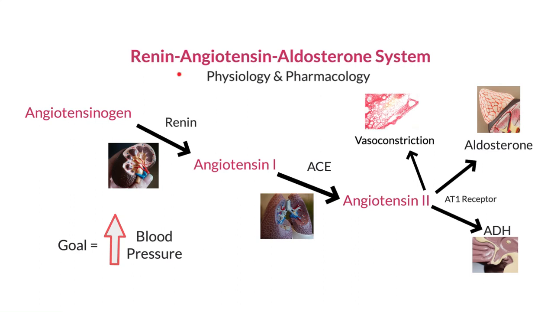In this video, we'll talk about the Renin Angiotensin Aldosterone System and how it works to increase blood pressure. We'll also talk about how we can block various steps within this pathway in order to lower blood pressure in patients who are hypertensive.